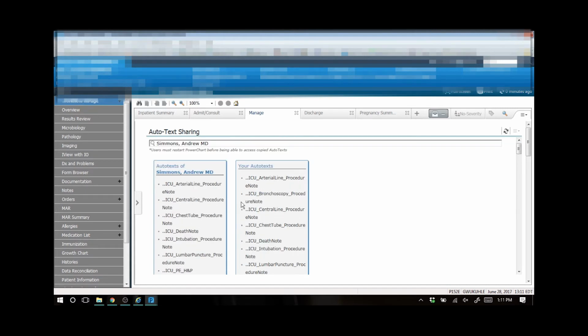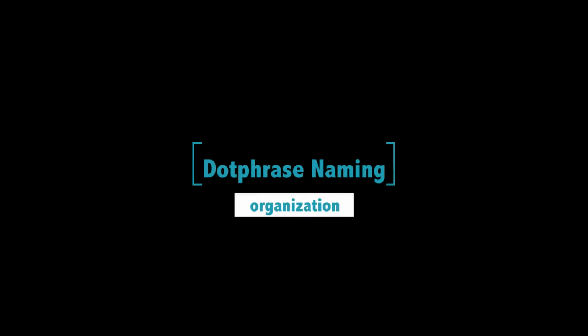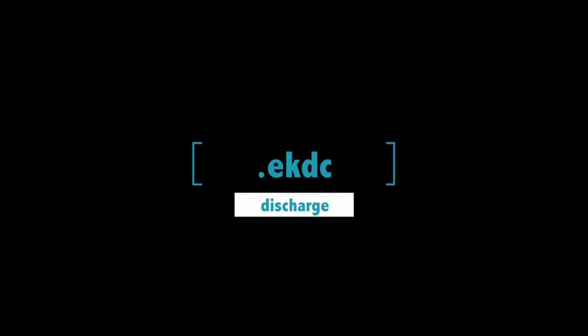Now, I would like to add a few words about organizing your dot phrases. Naming them will help tremendously. So for example, all of my dot phrases start with .ek, my initials, as a base name. This will pull up all of my dot phrases. I then add another part, such as MDM for medical decision making, .dc for discharge, or R for reevaluation notes.